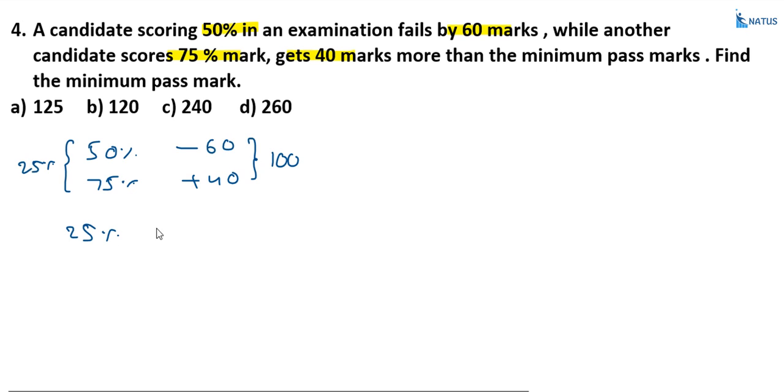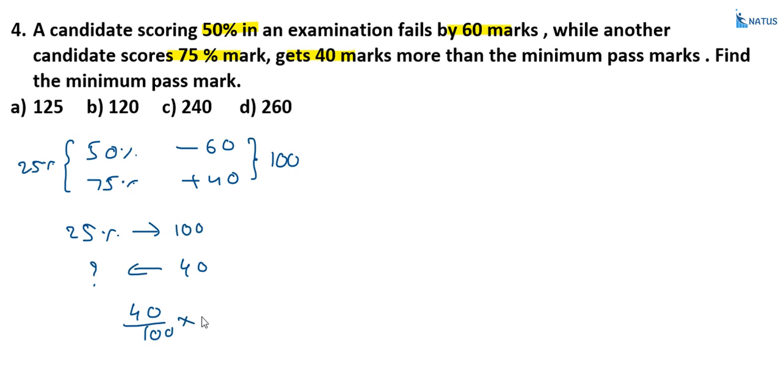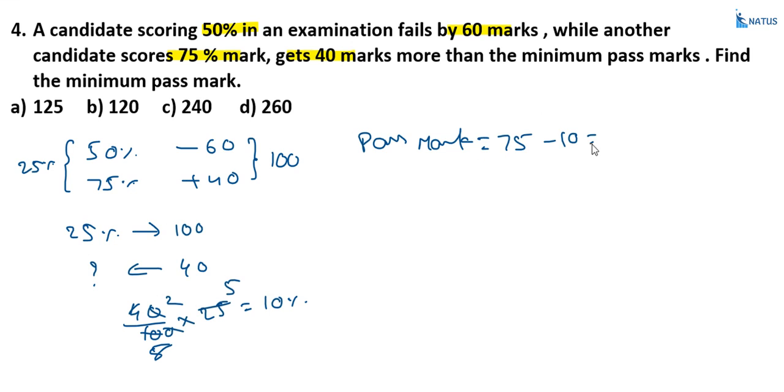Right? So 25% of the marks is equal to 100. And what happened? 40 marks is equal to how much percentage? That's what we required. So that is equal to 40 by 100 into 25. Right? That's cancelled. And this is 2 and this is 5 and this is equal to 5. That is equal to 10%. Right? So plus 40, that is equal to plus 10% or not. So what is the pass mark? Pass mark is equal to 75 minus 10, that is equal to 65%. What we required? We required what is the pass mark.